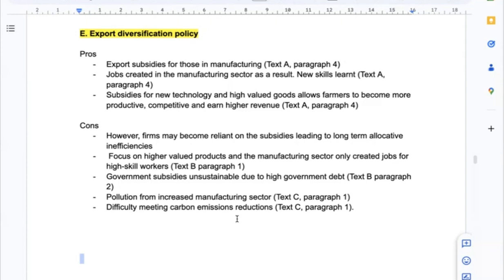And the excessive focus on higher valued products and the manufacturing sector created the jobs only within the sector, which is not really contributing to decrease the poverty state of the country. And the government subsidies are rarely sustainable due to high government debt. Also, the pollution and related external costs are increasing due to the increased manufacturing sector with the subsidies. So it can naturally make the country find difficult to meet the carbon emissions reduction standard.